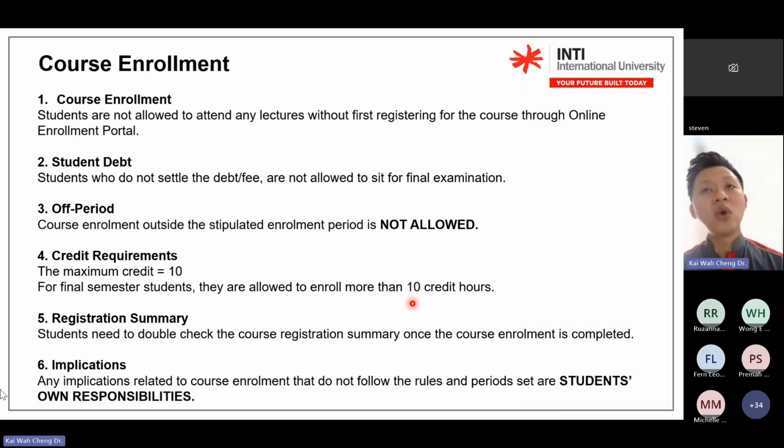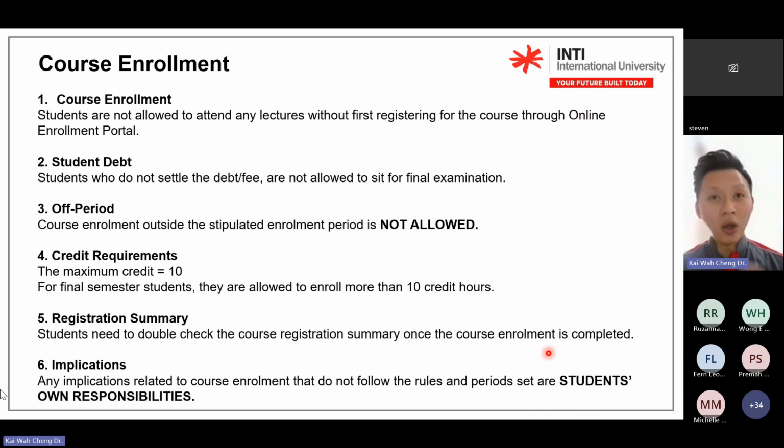So hopefully everyone can enroll yourself according to the content mentioned in the course enrollment email starting from October 2024 modular terms onwards. All right, this is number 4. Number 5, registration summary. Students need to double check the course registration summary once the course enrollment is completed.